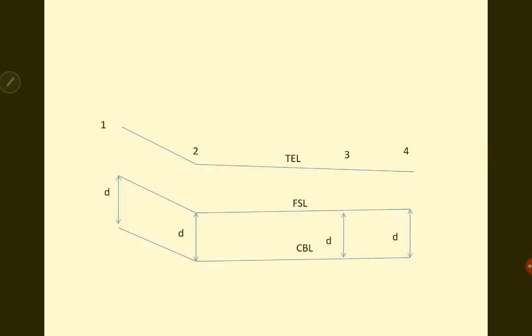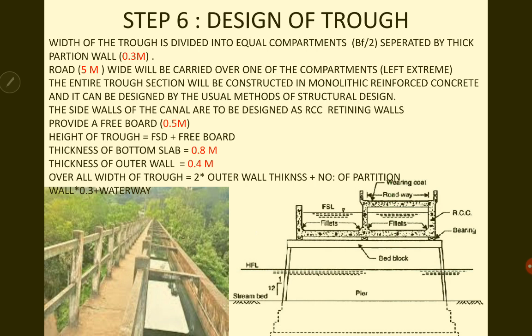So you'll be getting a sketch like this where you can show the various levels, at the sections 1, 2, 3 and 4. All these sections you have to mark the RL values. You can note that FSL and CBL will always have a difference of depth D. Now we have designed the canal bed. Now the next is to find the design of the trough or otherwise the water carrying part. This part we are going to design.